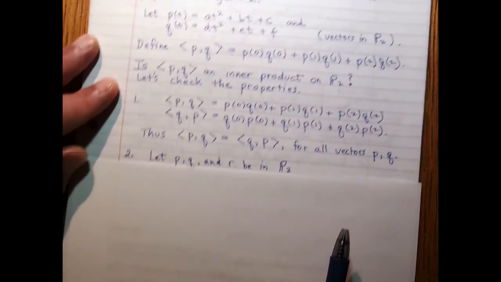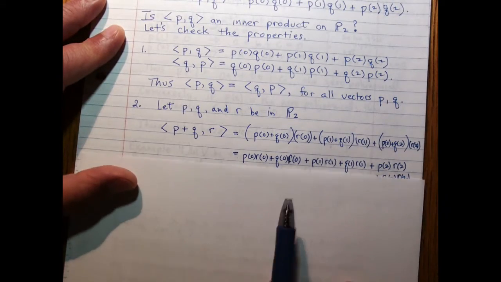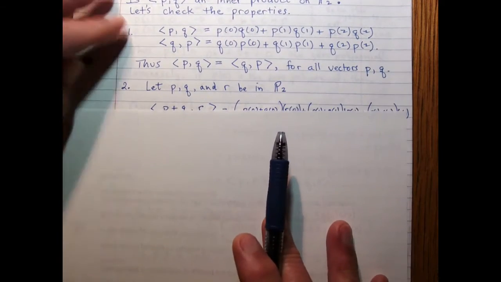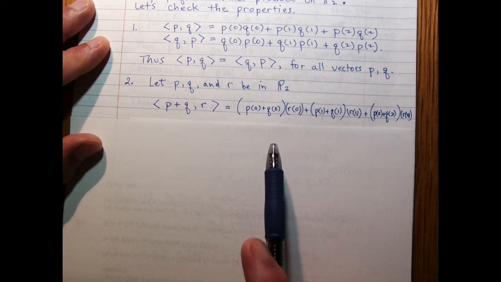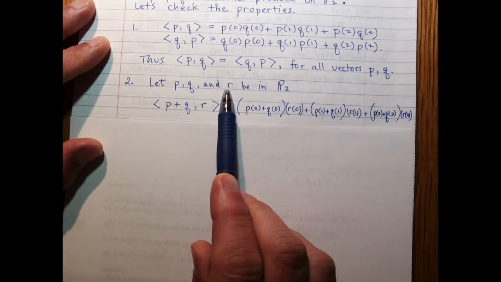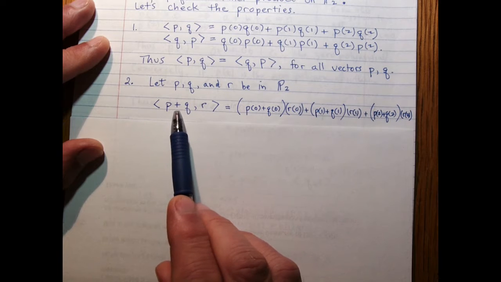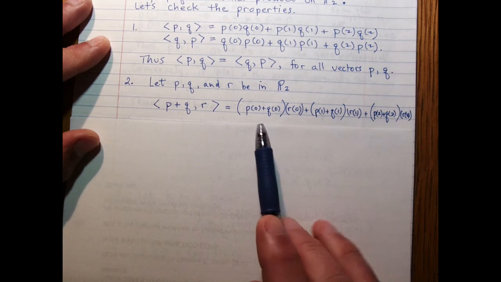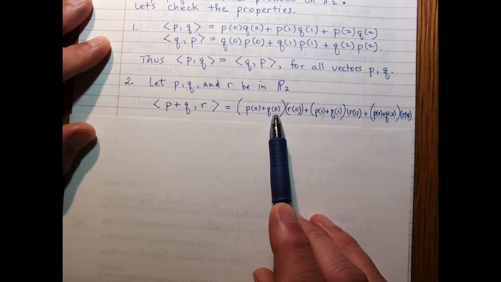Let's go on to property 2. That's that distributive property. And this is actually very easy to verify here too. It's kind of a mess to write down. I introduced a third polynomial r. So I have the inner product of p plus q and r. And so p plus q evaluated at 0 is just p of 0 plus q of 0.